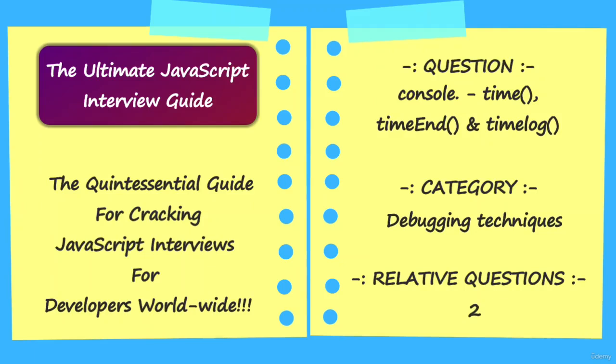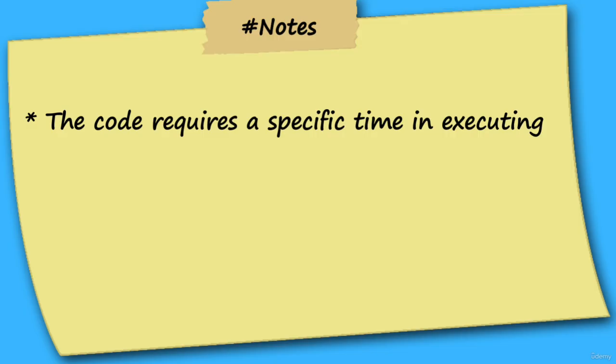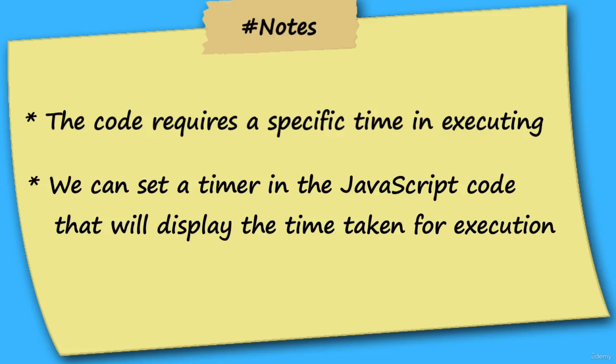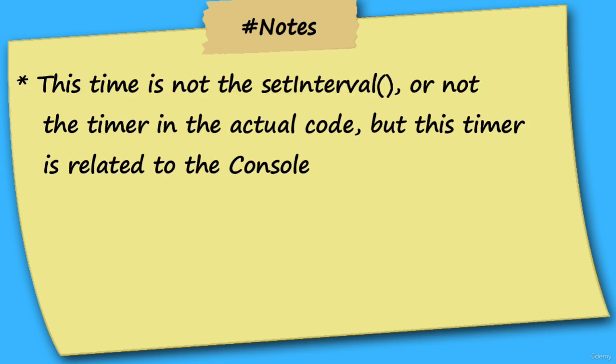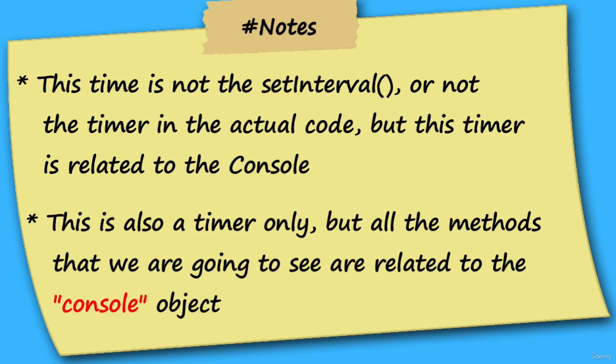Let us see a few console object methods that are related to time and timestamps in JavaScript code. The code requires a specific time in executing. We can set a timer in the JavaScript code that will display the time taken for execution. But this is not your setInterval, not a timer in the actual code. This timer is related to the console. This is also a timer, but all the methods which we are going to see are related to the console object.